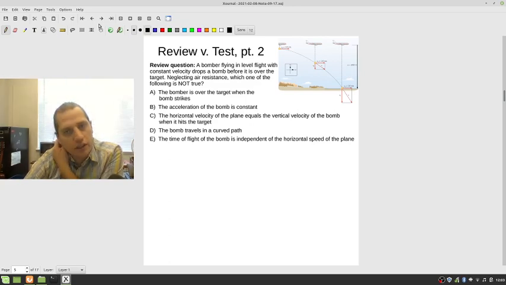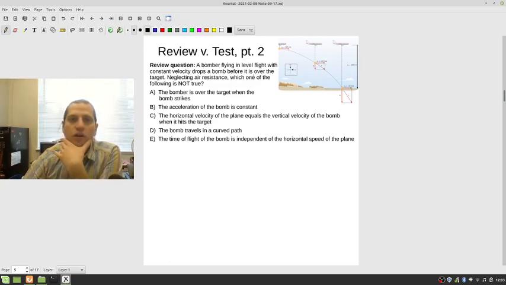The one that I was a little disappointed on was the second one. We spent some time last week, Wednesday, on our review looking at this question. It says a bomber flying in level flight with a constant velocity drops a bomb before it is over the target, neglecting the air resistance. Which one of the following is not true? Well, this was the one that was not true. And all the other parts of this were true.